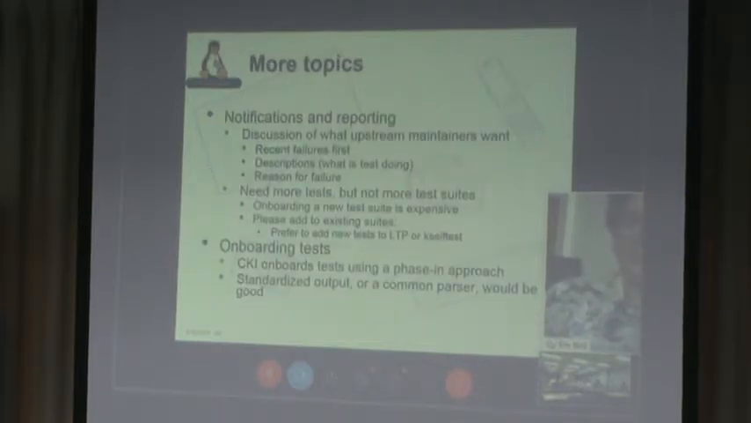They also talked quite a bit about notification reporting. One of the biggest issues they want to solve is they don't want to have 7 different automated testing systems all giving different types of messages into the kernel, or even worse, giving duplicate reports to maintainers. If maintainers start getting 7 or 8 reports for the same bug, they'll just go crazy and they won't listen anymore. So they discussed what upstream maintainers want, how to use the same types of formats, and the problems with onboarding tests was part of that discussion.